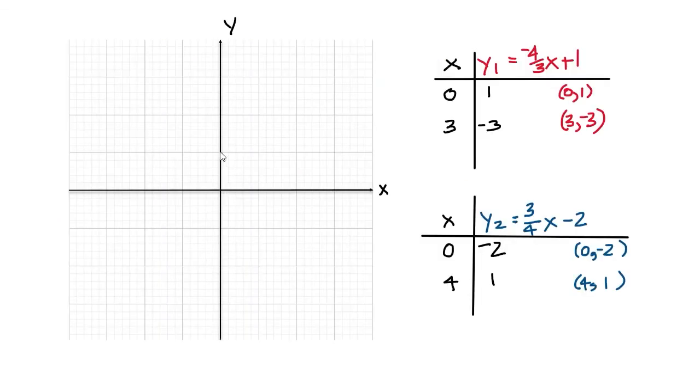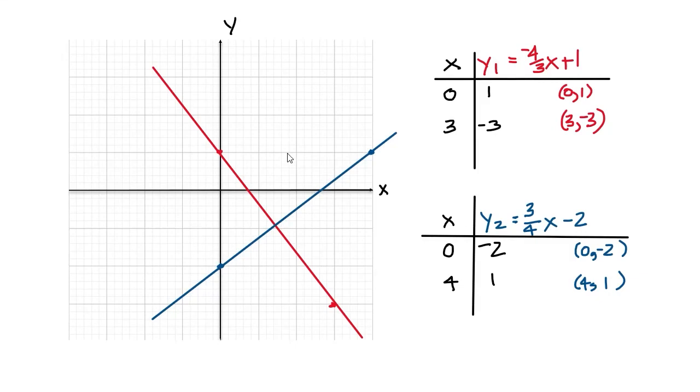First, let's graph y1. In line 1, we have 2 points, x is 0, y is 1, and x is 3, y is -3. And let me graph that line. So there is line 1. In the second equation, we have y2 equals 3/4 x minus 2. So the first point is x is 0, y is -2. And the second point is x is 4 and y is 1. And there's the second line. And you can see the angle between them is 90 degrees or perpendicular.